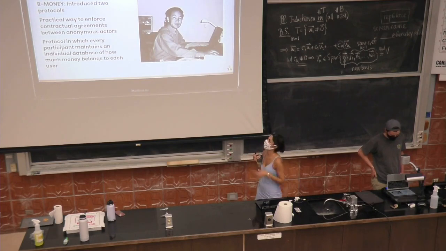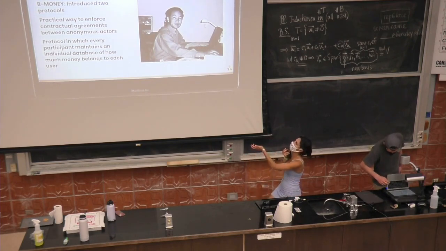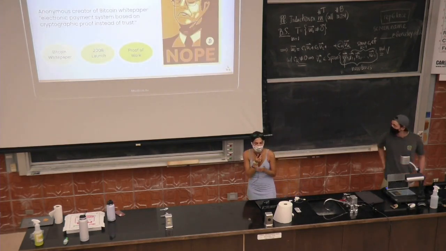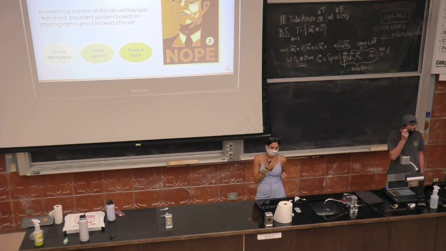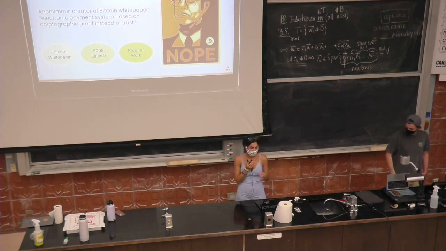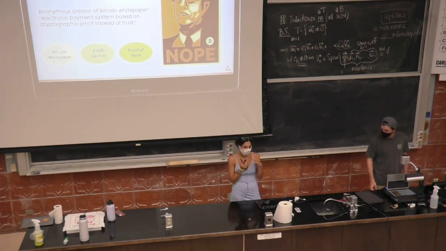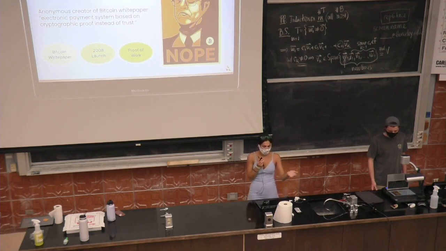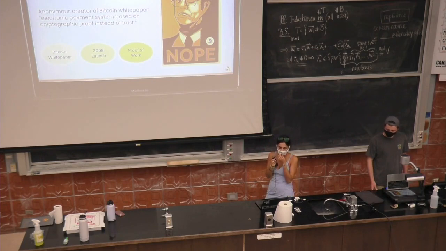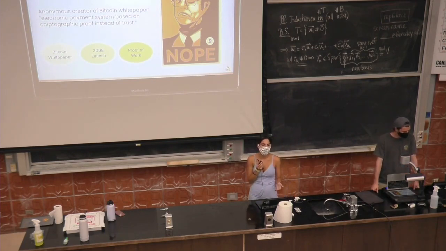And so that brings us to Satoshi Nakamoto. You guys have all heard of him. Who is he? No one knows. He's the anonymous creator of the Bitcoin white paper, which is an electronic payment system based on cryptographic proof instead of trust. So Satoshi Nakamoto, no one knows who he is, but he sort of saw all these early attempts at cryptocurrency and took a little bit from each and developed Bitcoin, which has obviously persevered over all these other cryptocurrencies because of its ability to enforce trustless consensus.